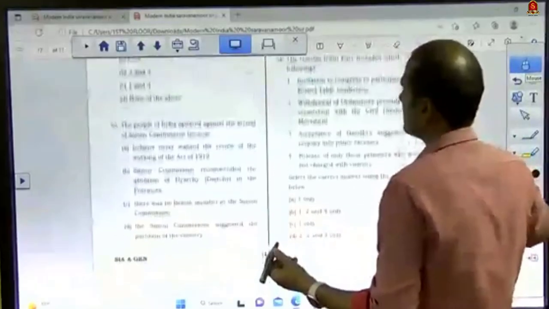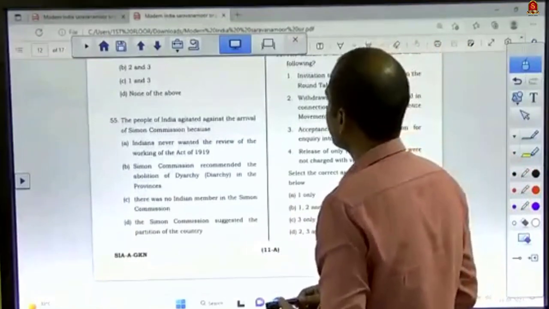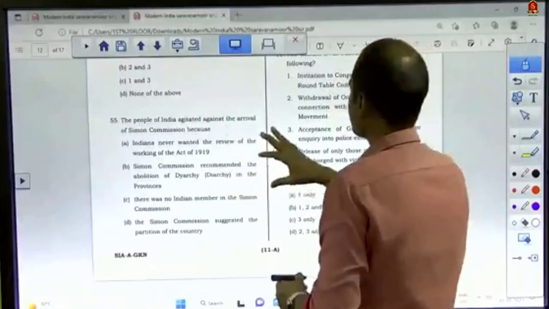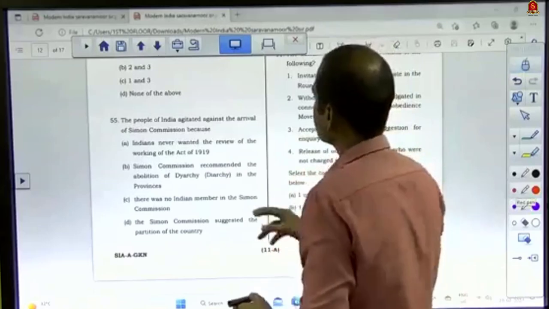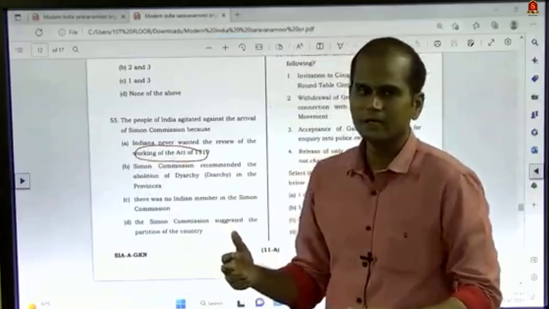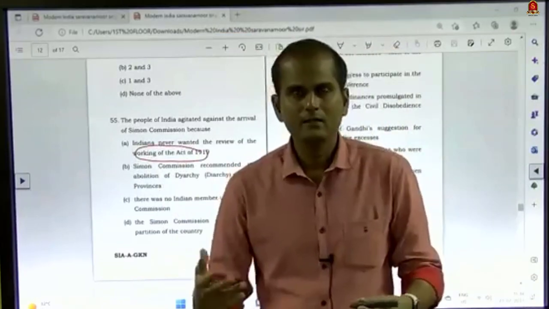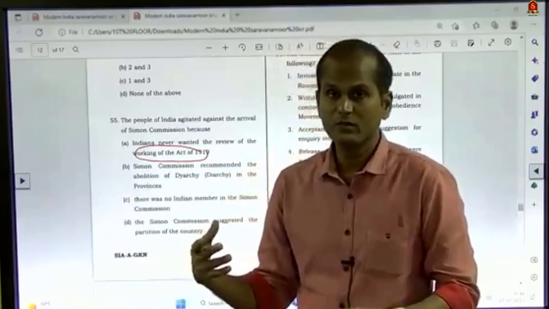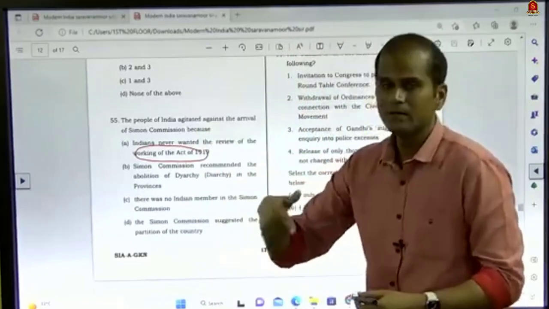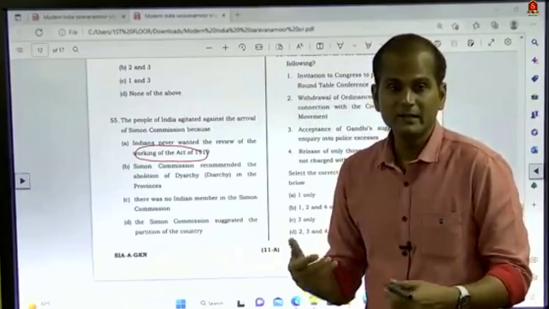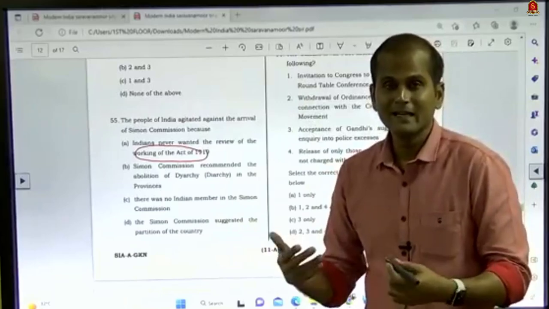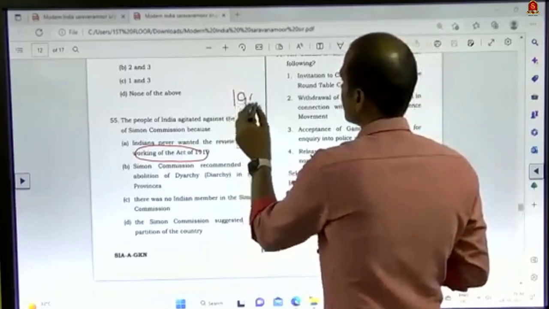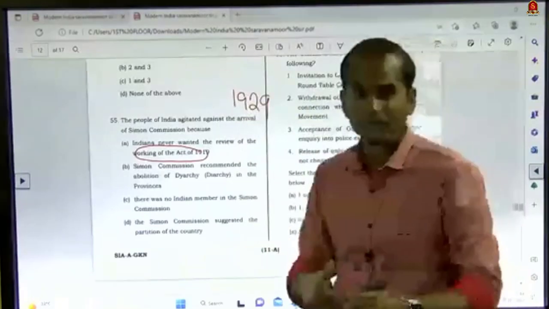55. The people of India agitated against the arrival of the Simon Commission because India never wanted the review of the working of the 1919 Act. Actually, as per the 1919 Act only, the Simon Commission came, because the Act itself said that at the end of 10 years, a commission would be set up. But what happened? The Simon Commission was established 2 years before itself. Why 2 years before? Because the ruling Conservative Party in 1927 feared that they would be defeated in the subsequent elections. That is the reason, in a hurry mode, they started that commission 2 years early. Actually, the Simon Commission should have been established only in 1929, but was started in 1927 itself.